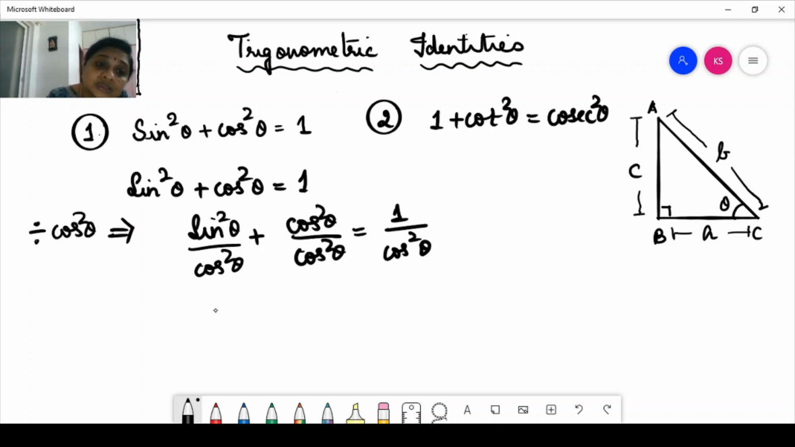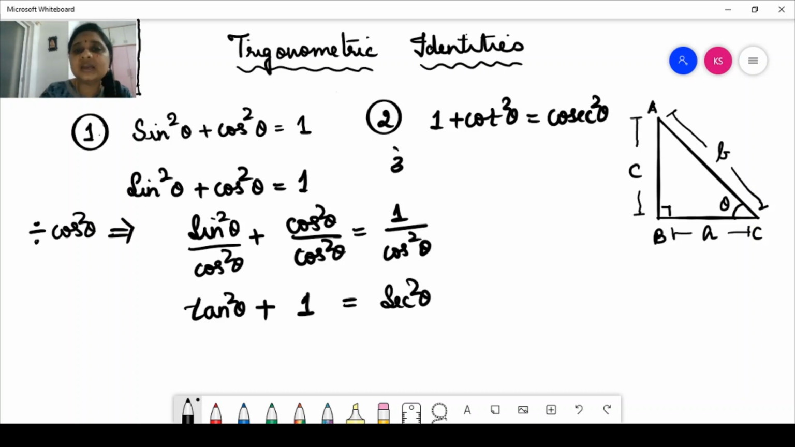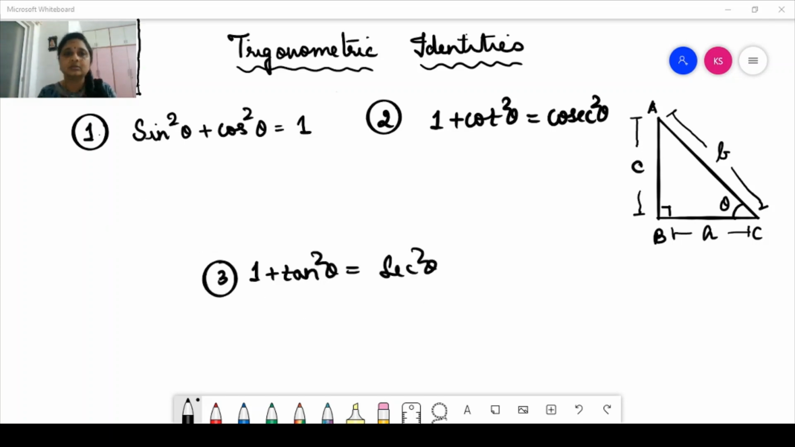So what is sin square theta by cos square theta? That's nothing but tan square theta, plus cos square theta by cos square theta is 1, and 1 by cos square theta is secant square theta. So this is going to be our third identity, that is tan square theta plus 1 is equal to secant square theta. So we've got our three main identities.